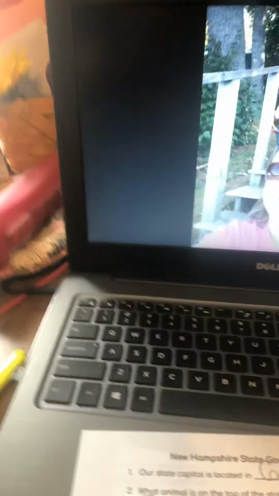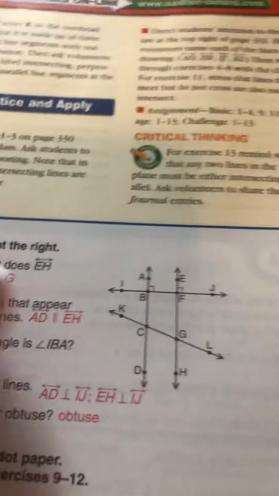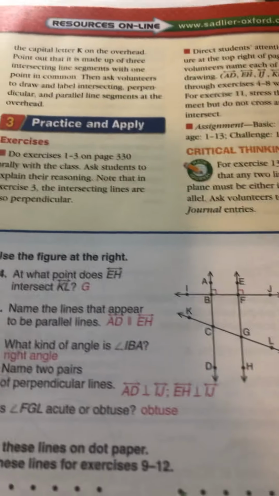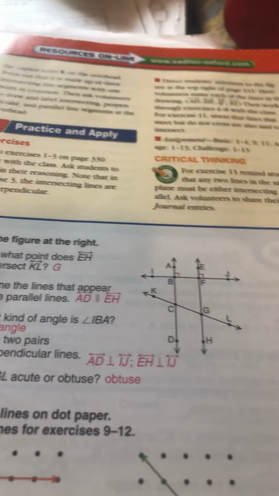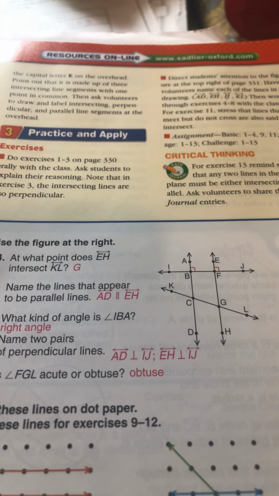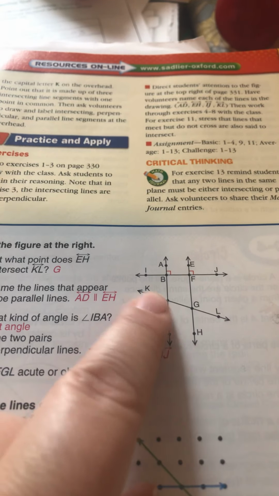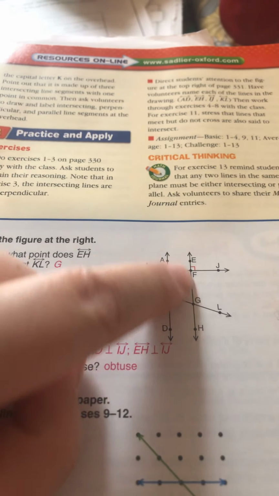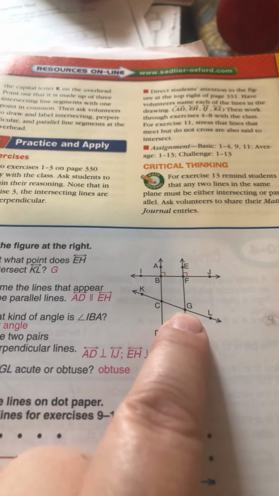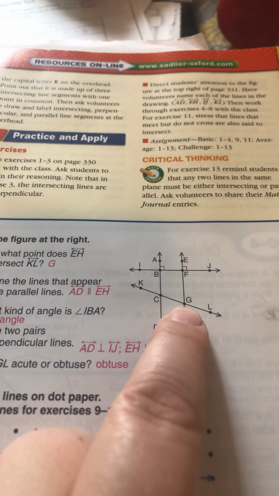Okay? So I love this figure here. It's got so many cool things. Now, unfortunately, you can see my answers, but that's okay. So the first question is, at what point does EH intersect with KL? So here's KL, here is EH. Where do they intersect? They intersect at point G.